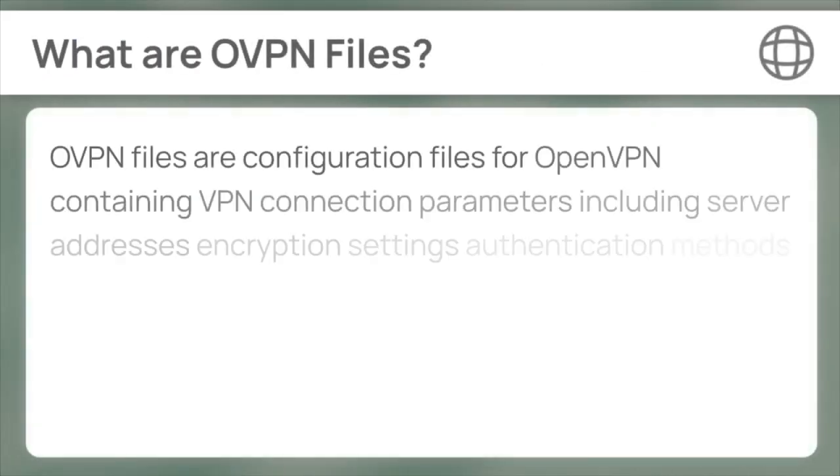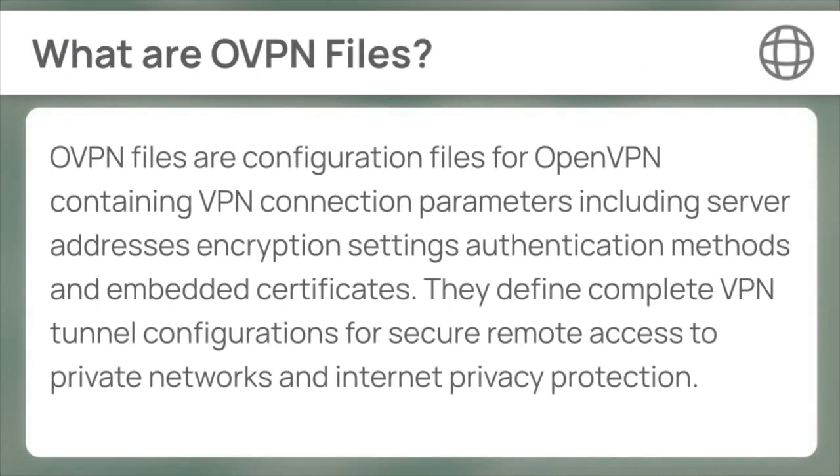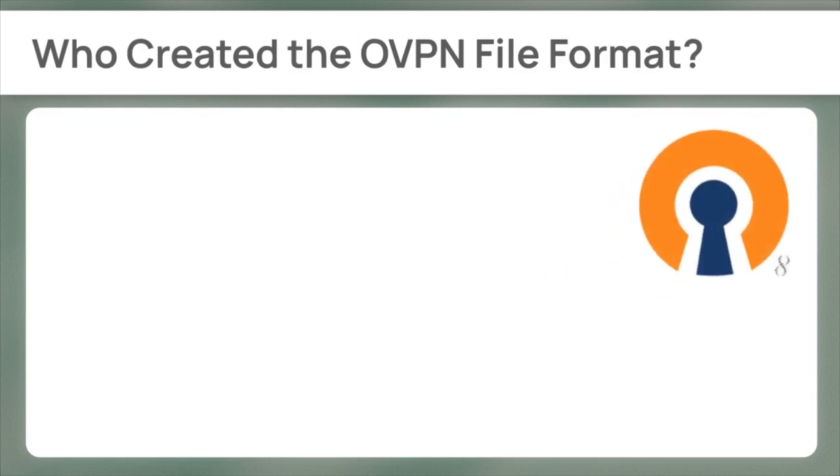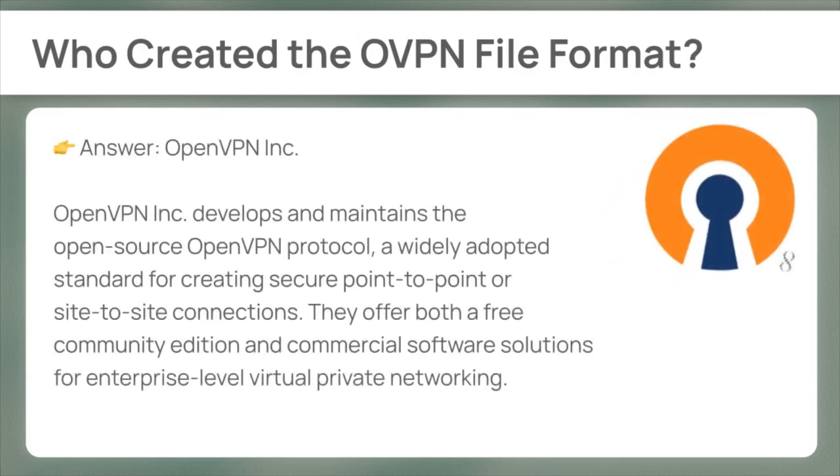OVPN files are configuration files for OpenVPN, containing VPN connection parameters including server addresses, encryption settings, authentication methods, and embedded certificates. They define complete VPN tunnel configurations for secure remote access to private networks and internet privacy protection.